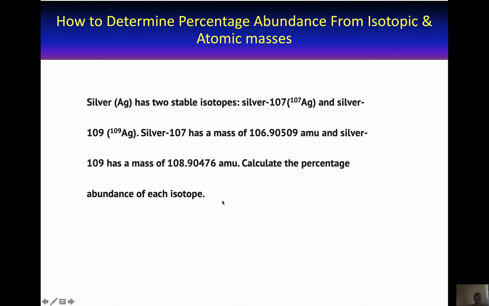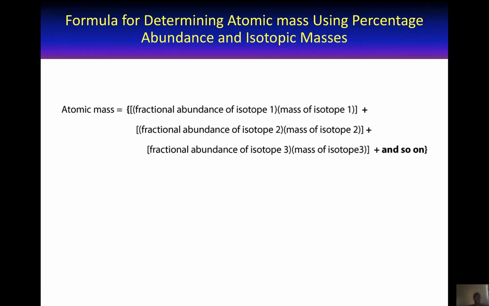So here, based on the question, we only have the isotopic masses, but we need to calculate the percentage abundance of each isotope. To make sense of this, let's look at the general formula we use to calculate the atomic mass of an element. Atomic mass is equal to the fractional abundance of isotope 1 multiplied by the mass of isotope 1, plus the fractional abundance of isotope 2 multiplied by the mass of isotope 2.